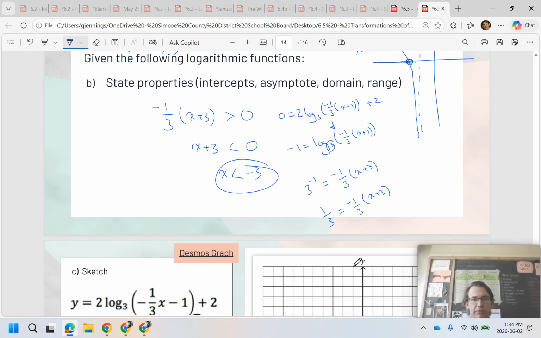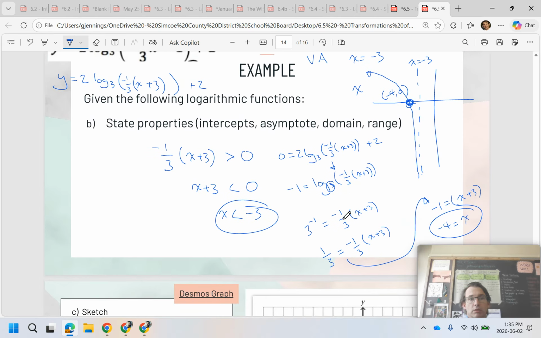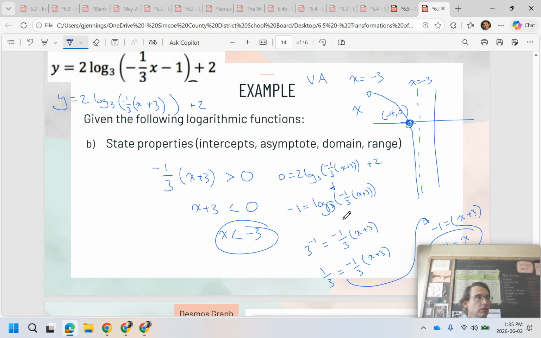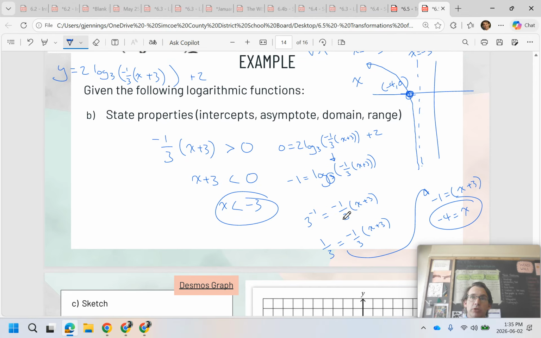Another thing I can do here is divide both sides by -1/3, and then I will get -1 equals x plus 3, and -4 equals x. So that matches our visualization. If this is x equals -3, then we have here the point -4, 0. So that's convenient. And then what might you check next for another point? One. 2, like try y equals 2?